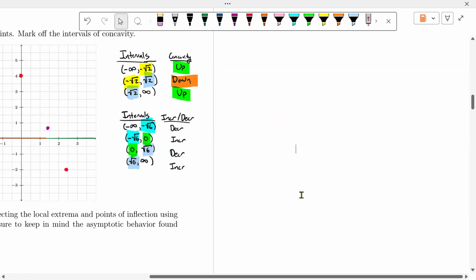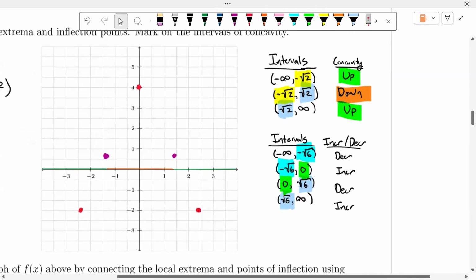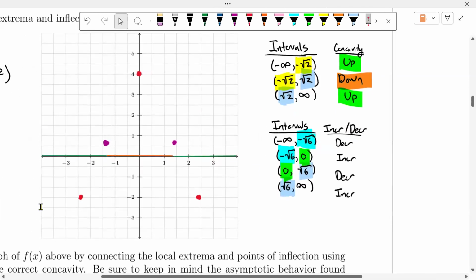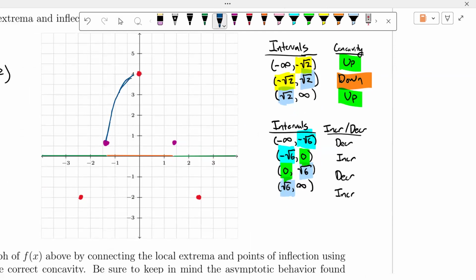Okay. So let's take a look at this. Concave down here, right? Concave down between negative square root of 2 and square root of 2. I can see that it should be increasing to the left of 0. So I want that curve there to be a local max. And so what I do is I just lightly put a curve like that right there.